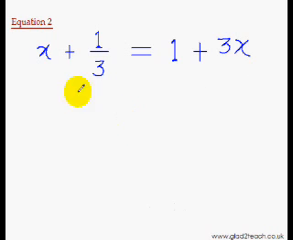Now as you can see that this linear equation has a fraction in it, that is this denominator 3. So the easiest way to solve this equation would be to somehow remove this denominator. That's it. And we can easily do it by multiplying both sides of the equation by 3. See, 3 gets multiplied to each and every term of this equation.